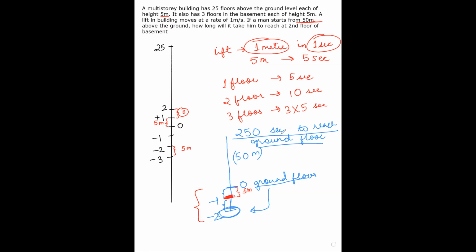Ten meters. Yes, why 10 meters? Because 5 multiplied by 2. This from 0 to -1, this is also 5. And from -1 to -2, this is also 5. So total is 10 meters.